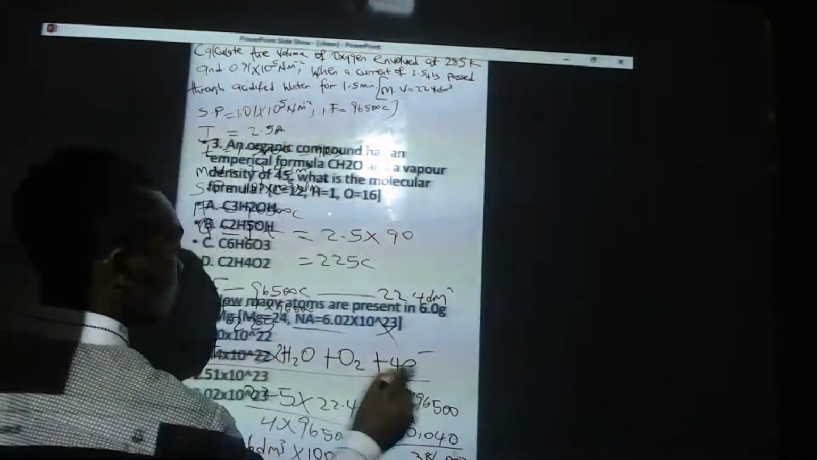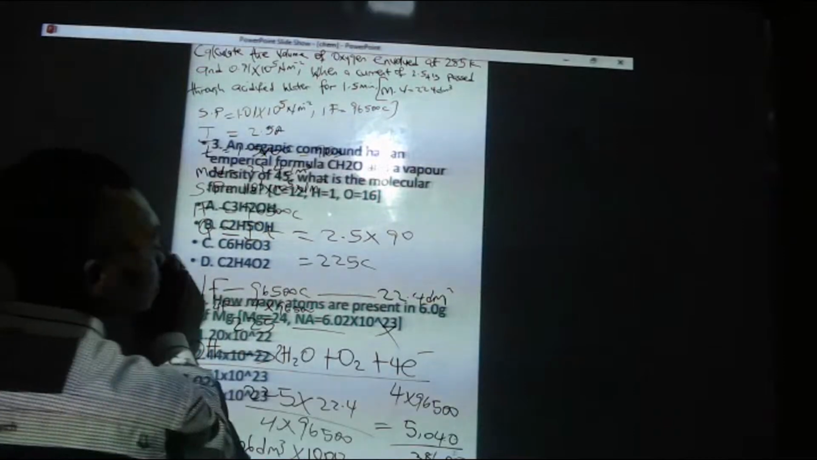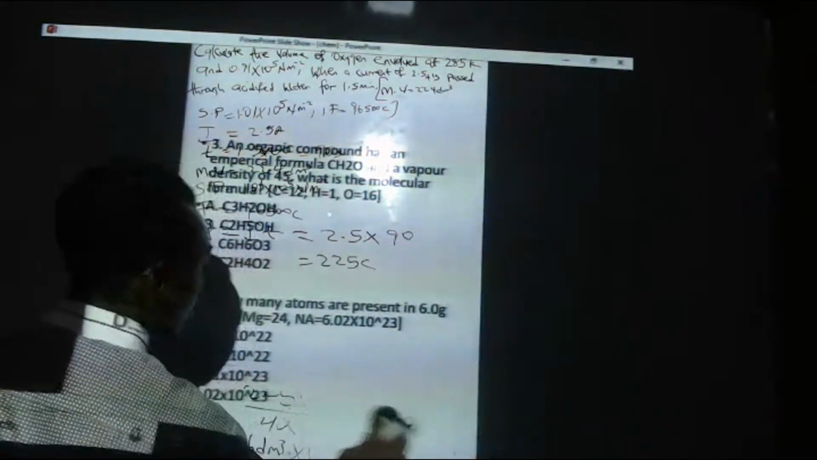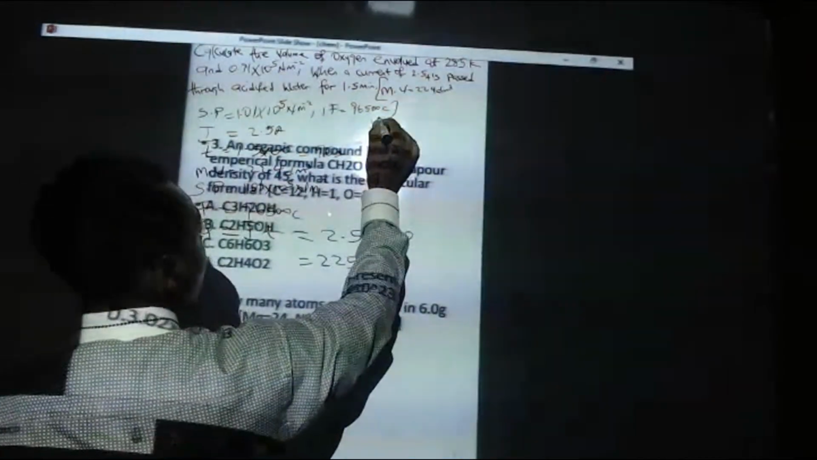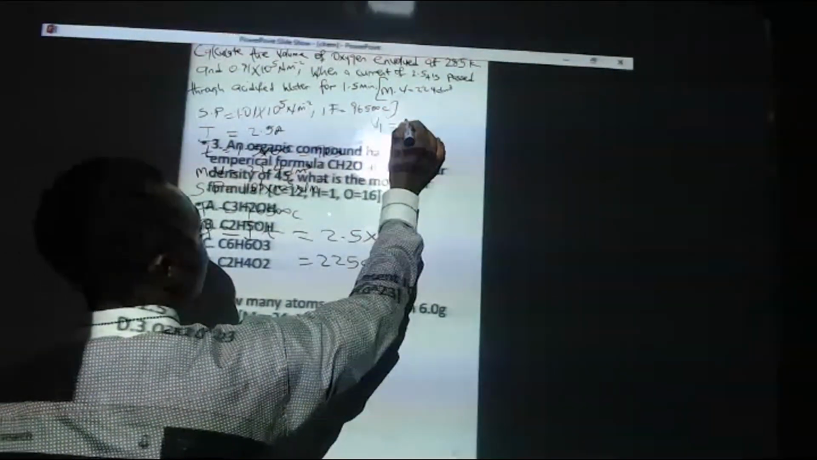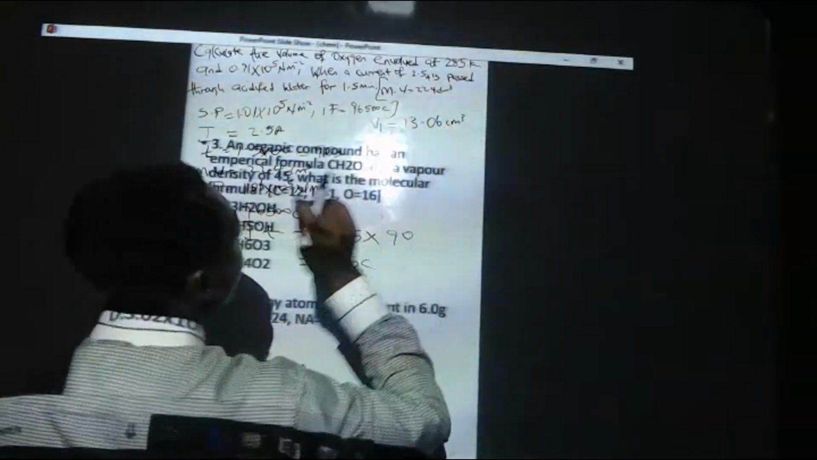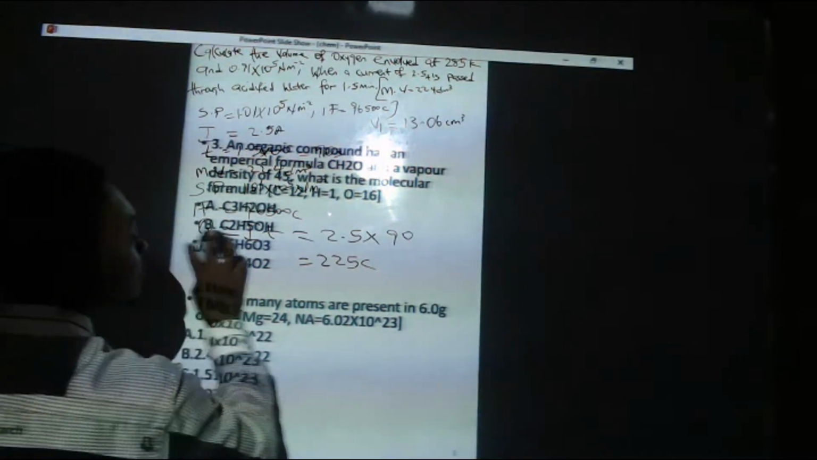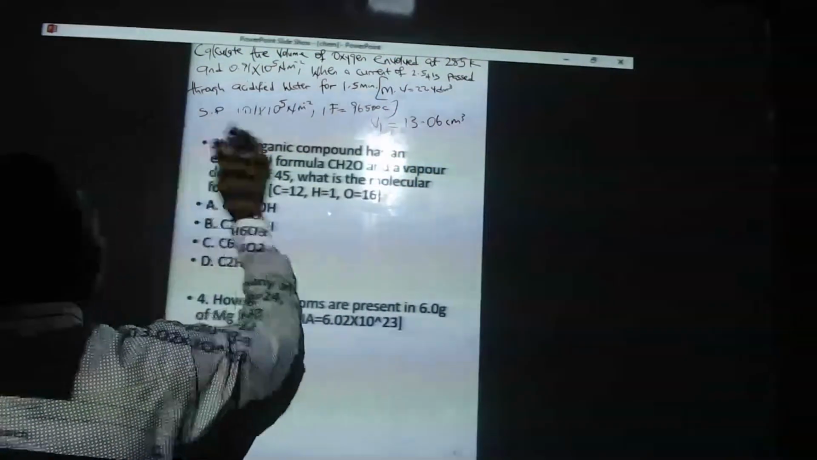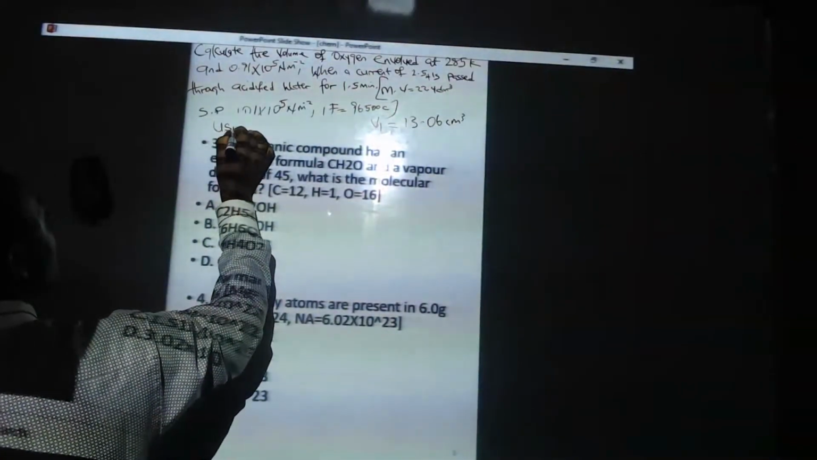Now the main question here is that you have to find the volume of the oxygen. Remember that I've already gotten V1 to be 13.06 cm³. So now to find the volume of the oxygen, we're using the general gas law.